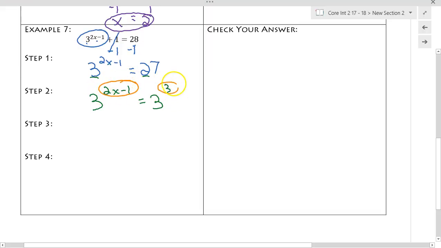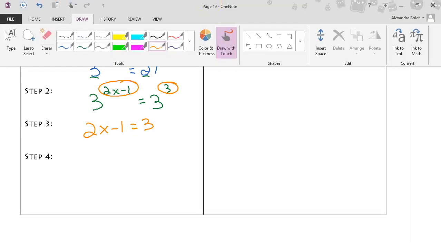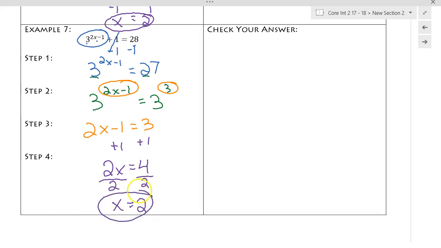Step 3, set them equal. 2x minus 1 equals 3. Step 4, solve. Add 1 to both sides. 2x equals 3 plus 1 is 4. 2 times x, I'm going to divide both sides by 2. 4 divided by 2 is 2. So for this problem, we get x equals 2.